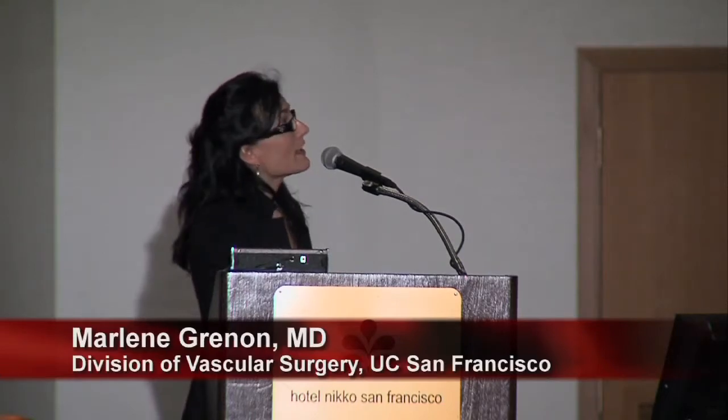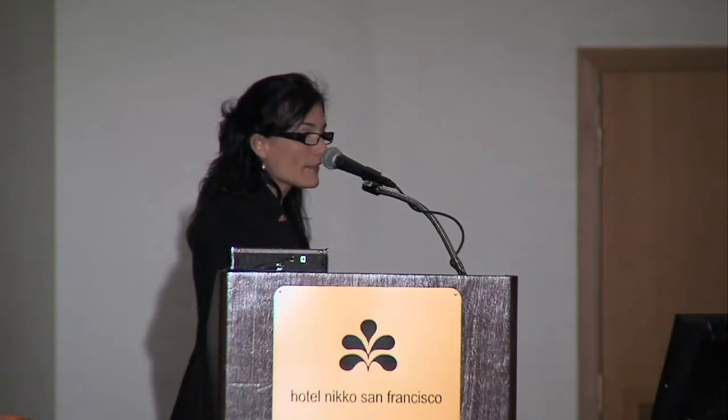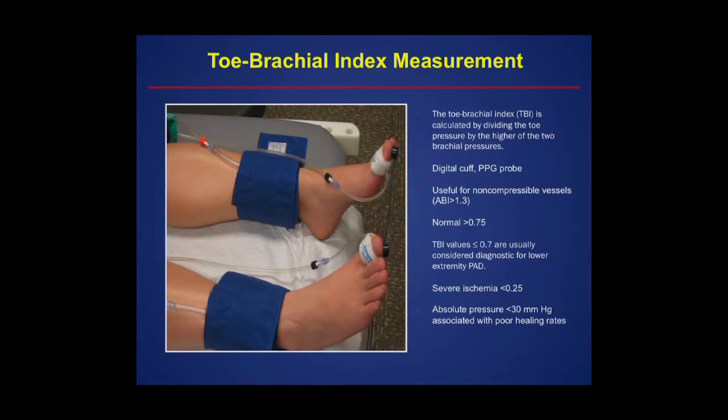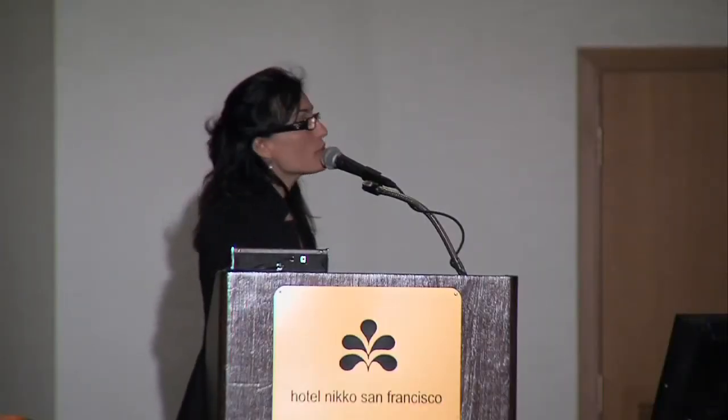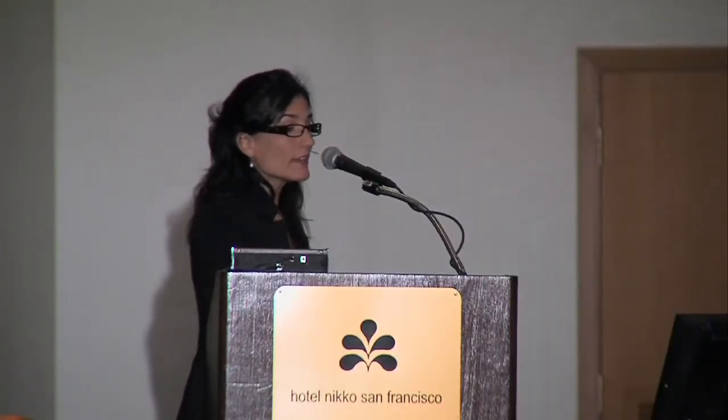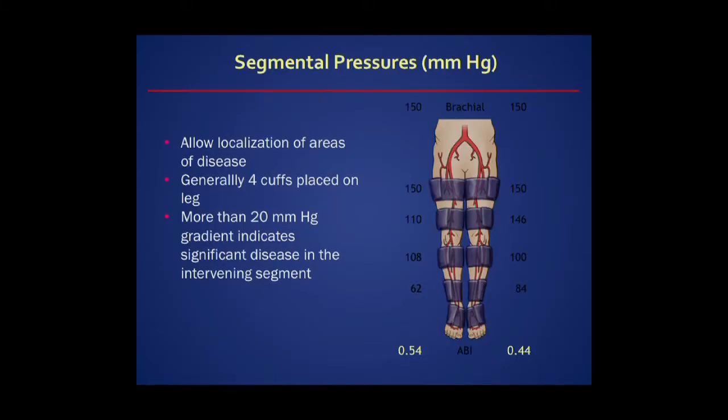Other tools exist, like the toe brachial index. It is simple and can be done in the vascular surgery lab, with a normal being more than 0.75. Severe ischemia is present when it's less than 0.25, and with an absolute pressure of less than 30 millimeters of mercury, the chances of healing, as we'll see, are pretty low. Segmental pressures are another tool that can be used for screening diabetic patients, and it also allows us to see where the disease is located.